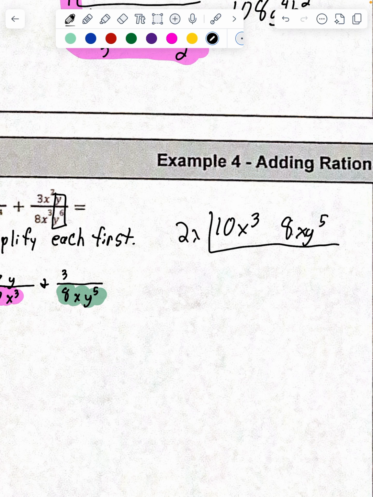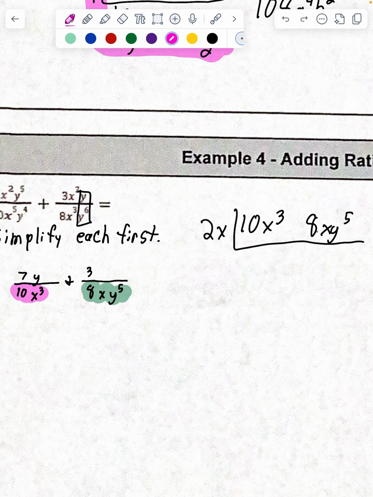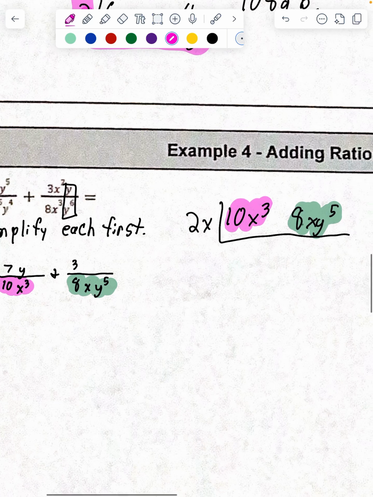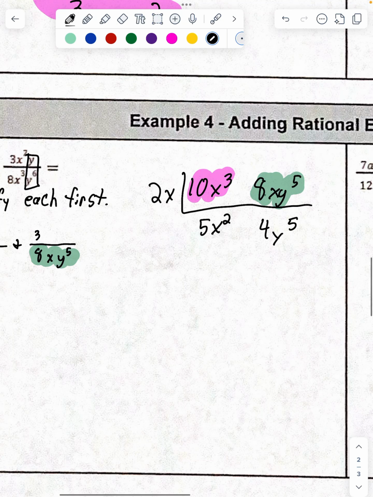I could take a 2x out of both of these. And again, just in case we forgot where they came from, we have that right there and this right here. So I can take a 2x out. And if I do take a 2x out, I'm going to be left with 5x squared. And I'm going to be left with 4y to the 5th. Now, when I have that, my LCM is going to be everything multiplied together.